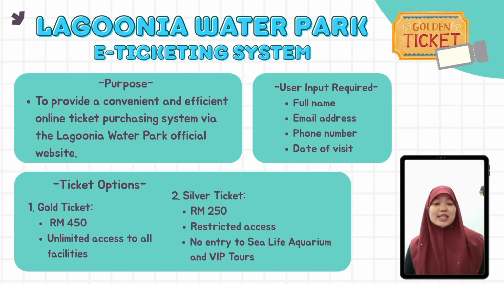The first thing users need to do is fill in their personal details like name, email, phone number, and the date they want to visit the park. This helps the system to keep track of the booking properly. After that, users can choose the type of ticket they want. They have two choices, gold and silver.